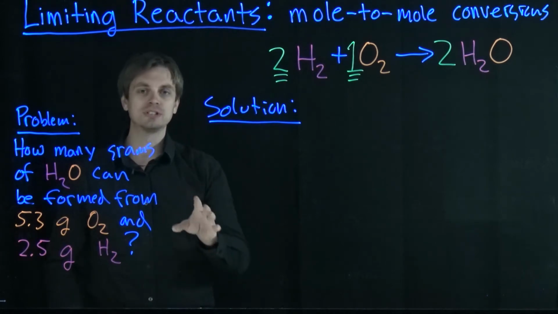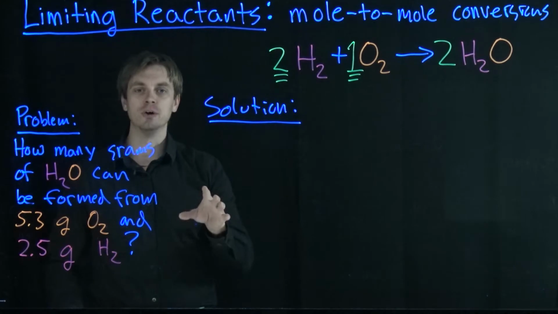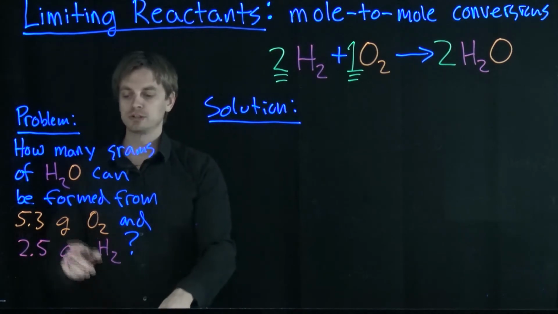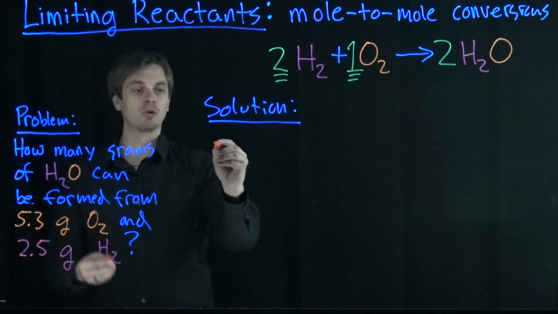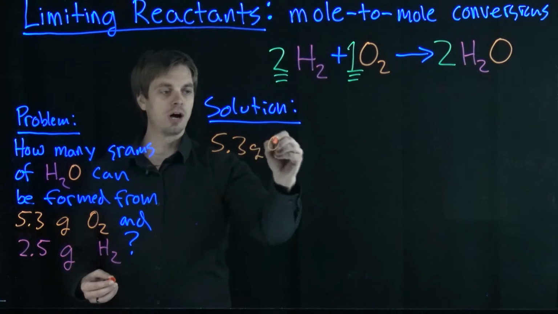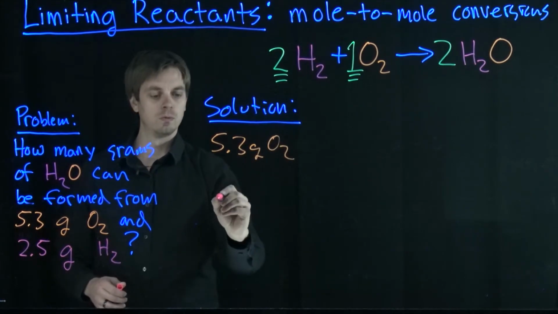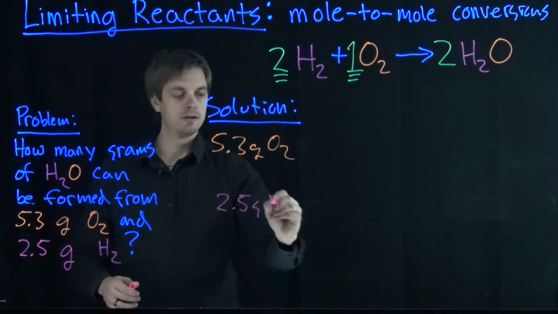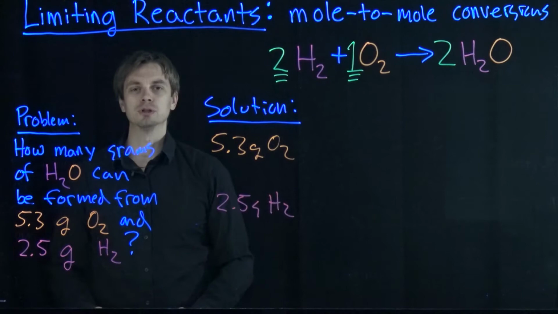So we're going to proceed towards a solution following the same protocol we have been in the previous videos, but now we're going to be starting off with our initial amount of reactants given to us in our gram quantities. So I'm going to start off by writing down how much oxygen and how much hydrogen we have. All right. So we have 5.3 grams of oxygen, 2.5 grams of hydrogen.